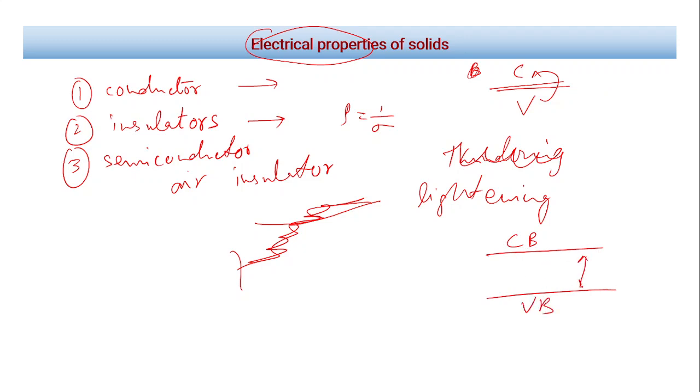The energy gap is large, so an electron is not able to cross this energy gap, and when we apply voltage across this, then it may or may not cross. For a semiconductor, the energy gap in between these two is very small. So this is the electrical property of solids.